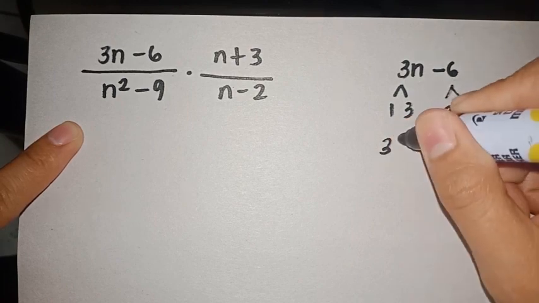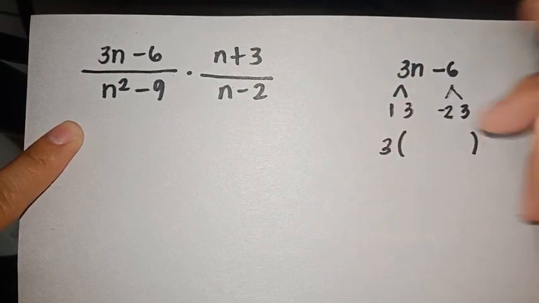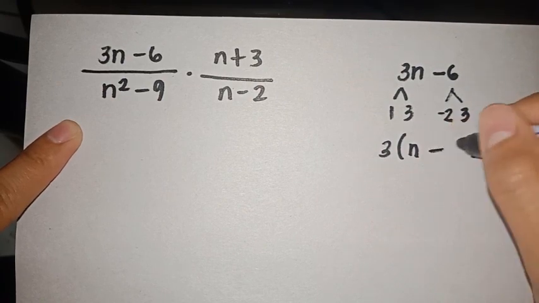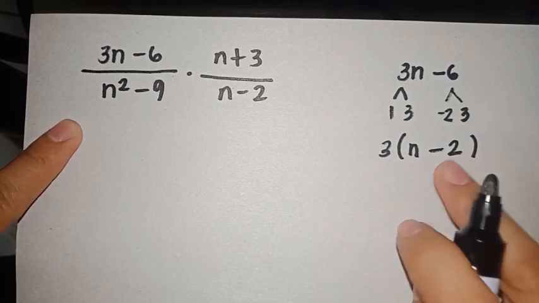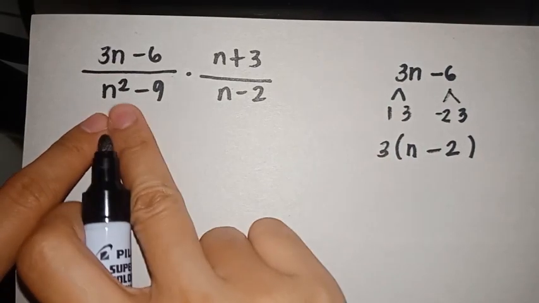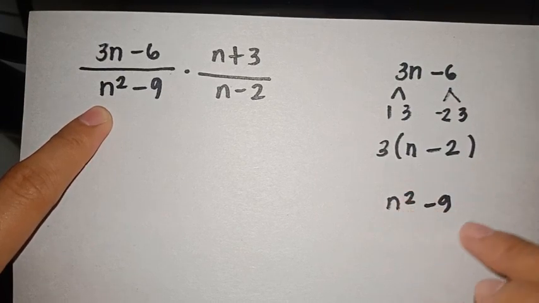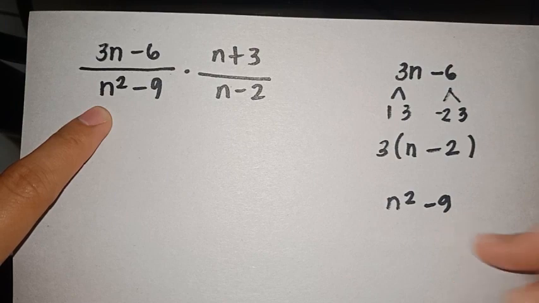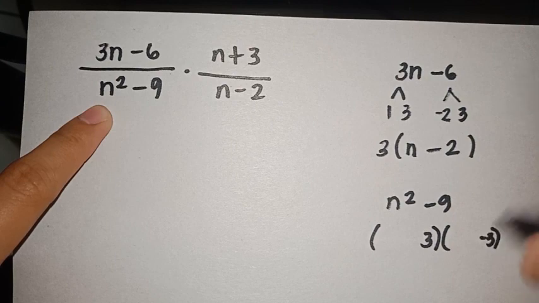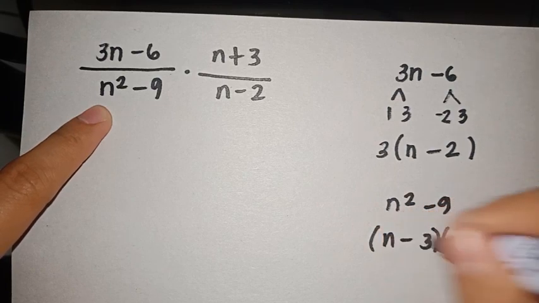So we have 3. We take it out, and what's left is 1n, so write down n, and then negative 2. So the factors of 3n minus 6 is 3 times n minus 2. Now for the next one, we have n squared minus 9. We are looking for the factors of negative 9 that will result in 0 when added. The factors are positive 3 and negative 3. If we multiply, this is negative 9. If we add, this is 0. So these are the factors that we are talking about.